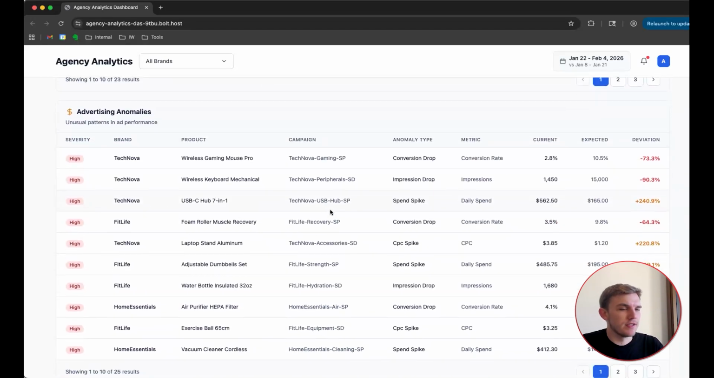And then advertising anomalies, right? Maybe I'm seeing a big increase in spend. This campaign went from spending $165 a day to $562 a day. That might be positive if the performance is good, but I still need to be aware that that's happening, down to a product and a campaign level.